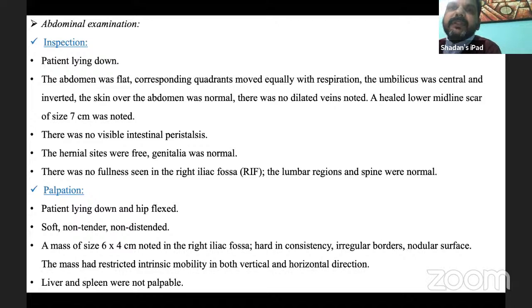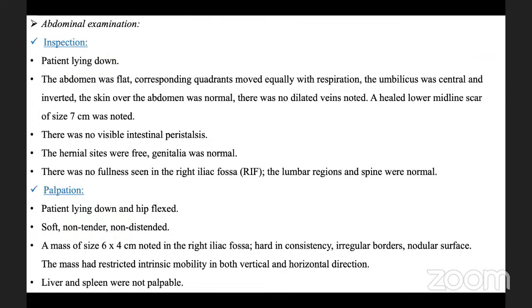I would like to ask a general question to Dr. Guru Shankari. How will you assess the location of the lump, whether it is parietal, intra-abdominal intraperitoneal, or intra-abdominal retroperitoneal? So we can do a leg raising test, where if it is a parietal wall lump, it would decrease in size.